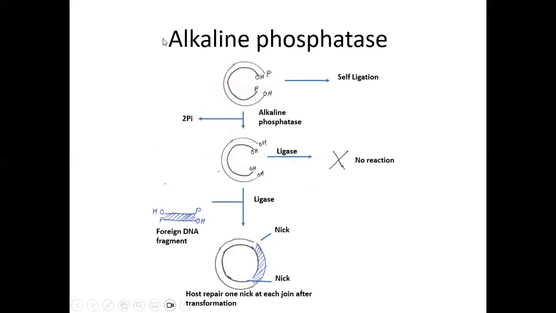So in this way we can make use of the enzyme alkaline phosphatase, which will ensure that recircularization will not take place without the presence of the insert molecule. So that improves the chance of isolating the recombinant DNA.